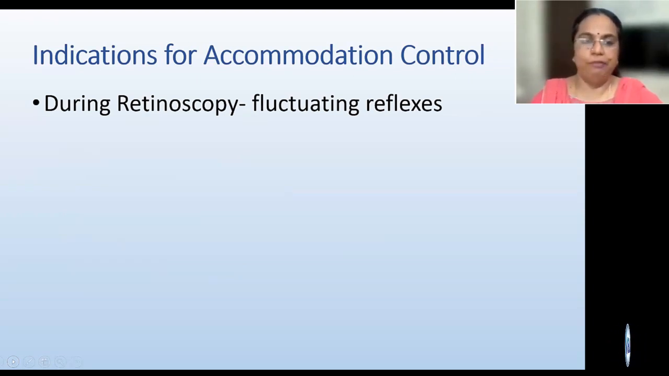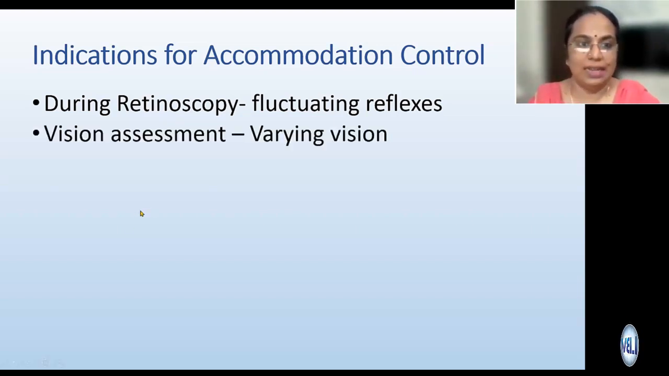The first thing is, if you notice during your retinoscopy, I don't know how many of you are doing retinoscopy, but I am a huge fan and an advocate of retinoscopy. It is one of the best techniques where you can pick up lots of different information, which will give you a guide to how to handle your patient. So if during retinoscopy your reflexes are fluctuating from plus to minus or lower minus and then going to higher minus, higher plus to lower plus, that's when you know that the accommodation is really not under control and you need to do something about it.